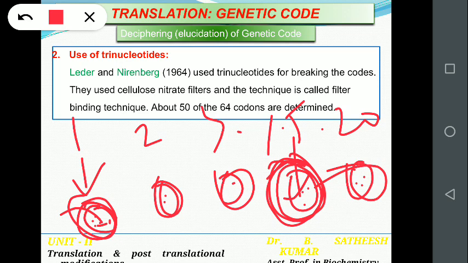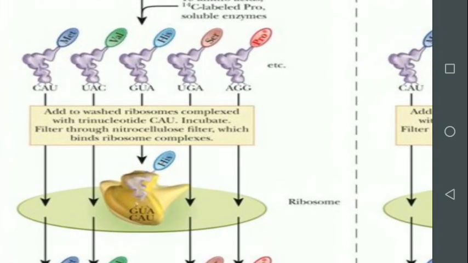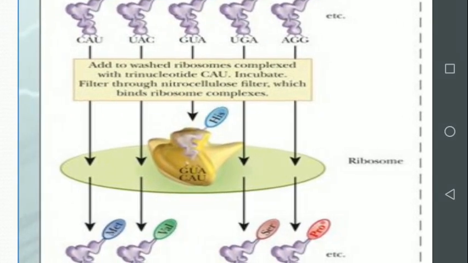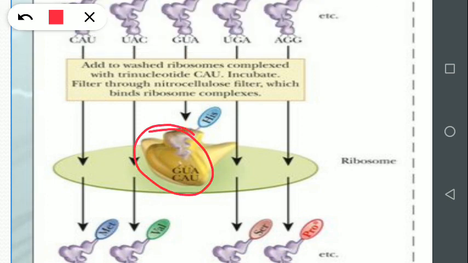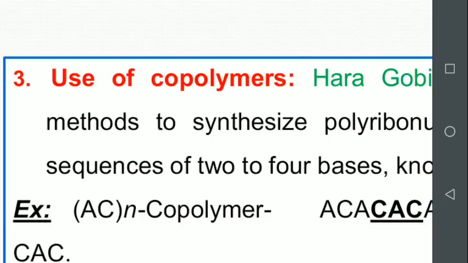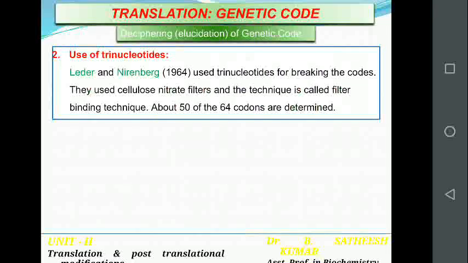So that is why this is also known as the filter binding assay. In this case you can easily see that on the filter you have ribosome, and you have tRNA. This one is the tRNA, and that tRNA is carrying the specific amino acid. So this is what the filter binding assay is.